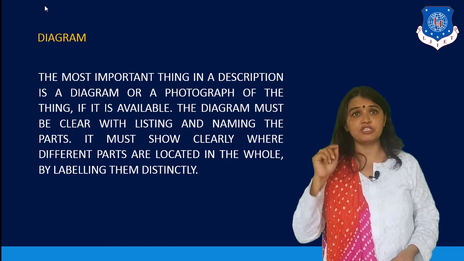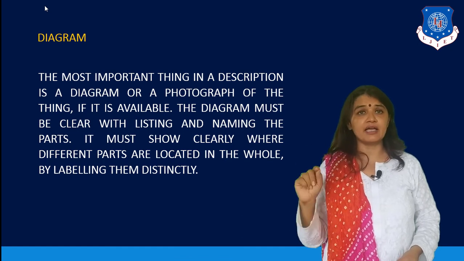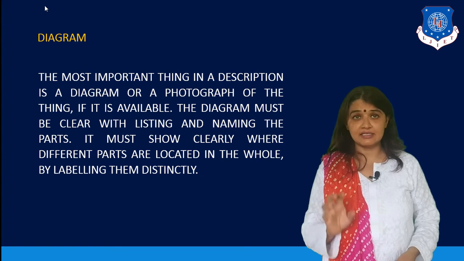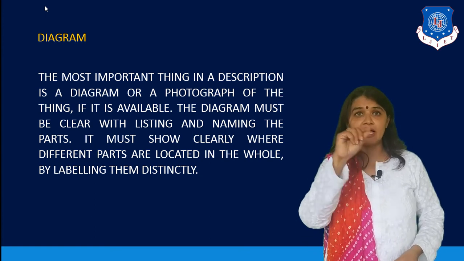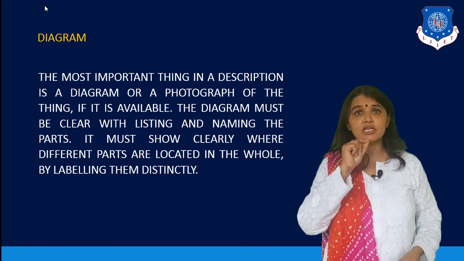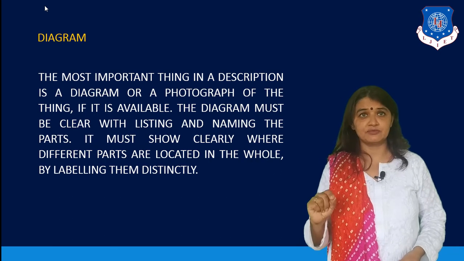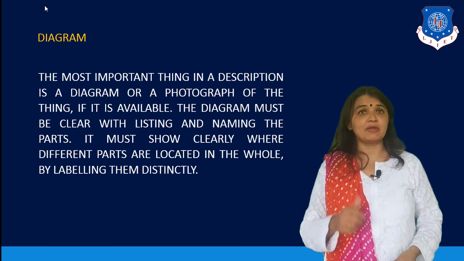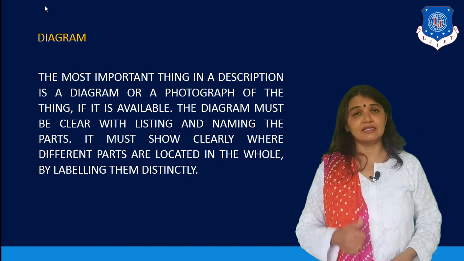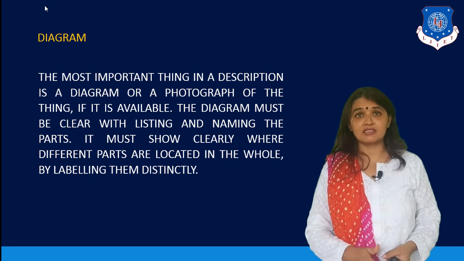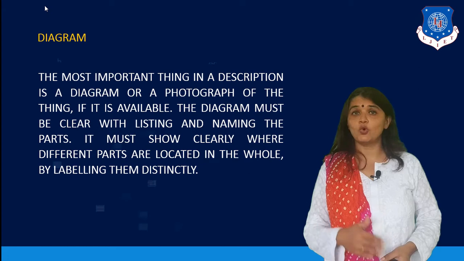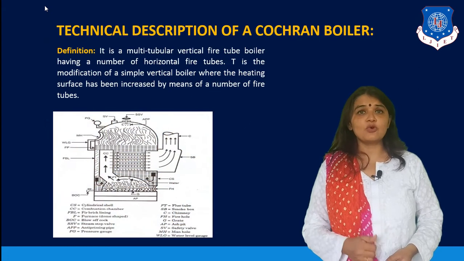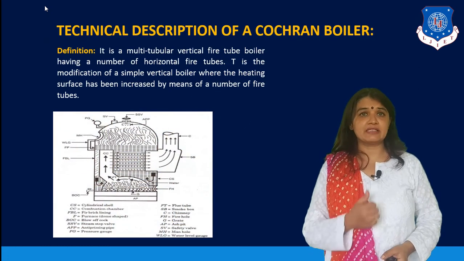The location has to be shown, and the entire diagram has to be labeled distinctly. This helps the reader to look at the diagram properly and look at each and every part in the machine. So the importance of diagram is also very high in technical description. In fact, any technical description is incomplete if there is no diagram. So now let us see some examples.